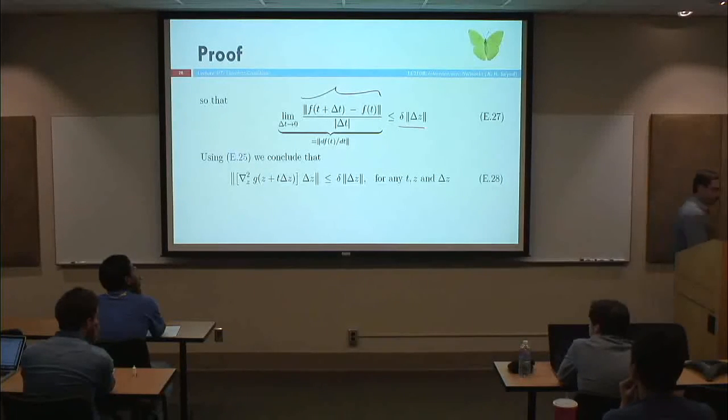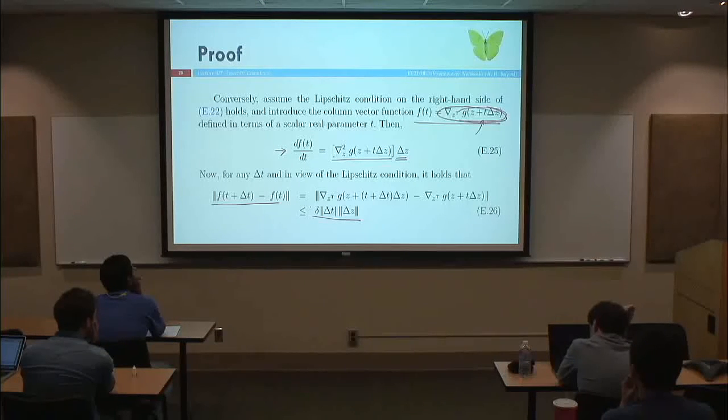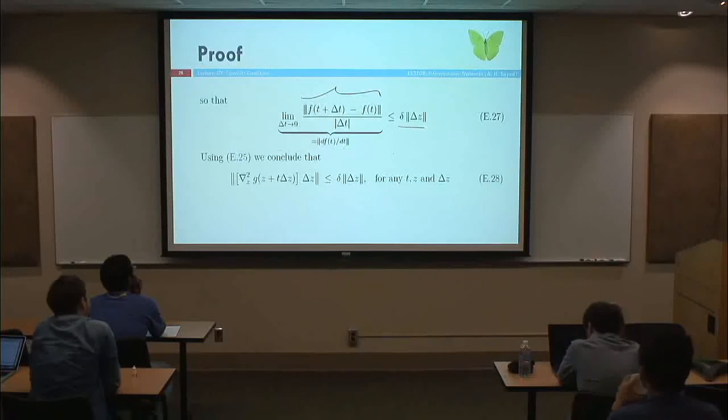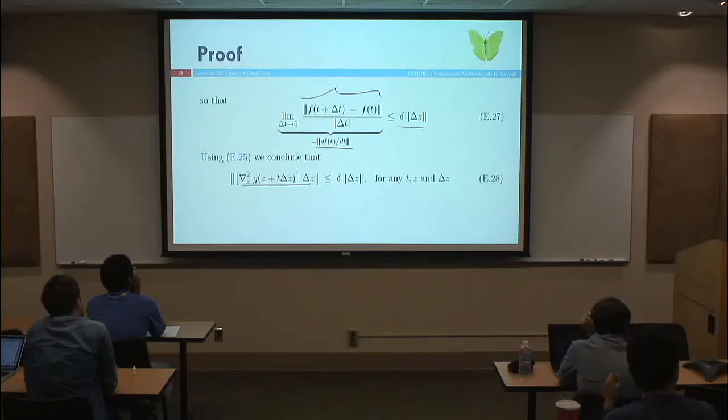Very good. So far, this is what I have, okay? If you go back, remember, the derivative of the function is the Hessian times delta z. So I'm going to replace this norm by the Hessian times delta z, right? This is what I have shown so far.